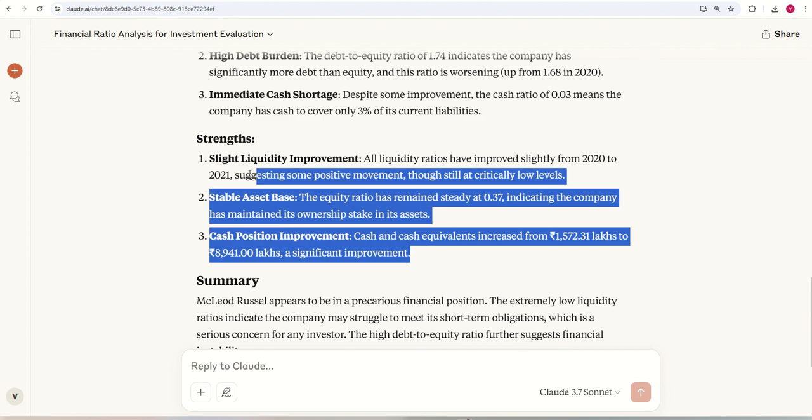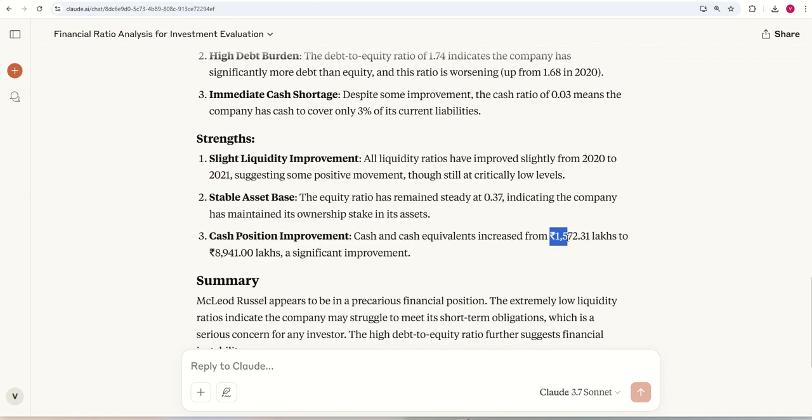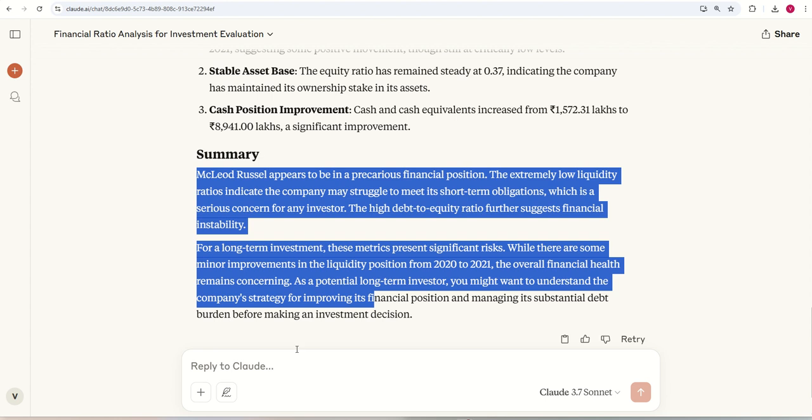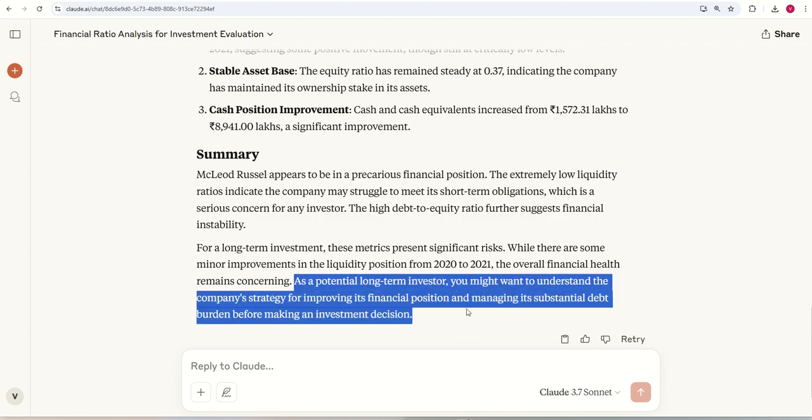Strengths, yes, it has some strengths. When it says cash has improved, you need to find out how the cash has improved. That is not part of the scope, but I'm just giving you a hint how a long-term investor should look at it. And it is telling all the negativities. As a potential long-term investment, you need to understand the strategy for how it is going to improve its financial position and manage its debt before making an investment decision.